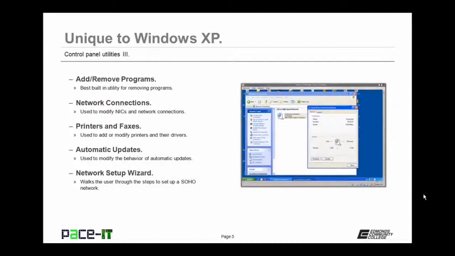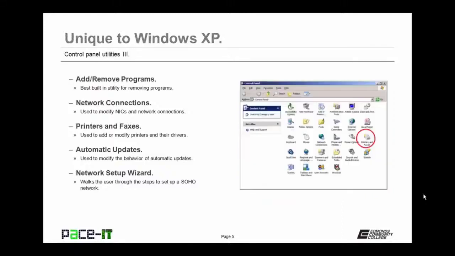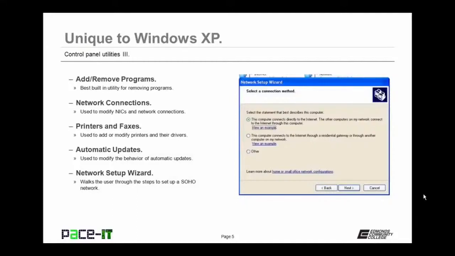The Network Connections utility is used to modify how network interface cards behave and network connections. The Printers and Faxes utility is used to add or modify printers and their drivers. Then there's the Automatic Updates utility. This is used to modify the behavior of automatic updates. The final utility that we will discuss that's unique to Windows XP is the Network Setup Wizard. This walks the user through the steps to set up a small office, home office network.